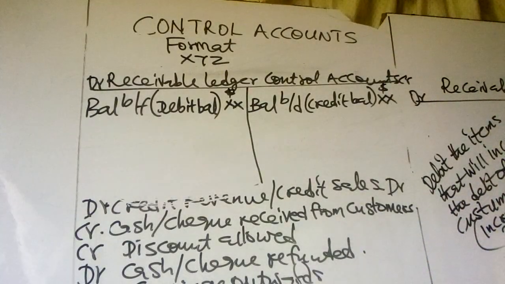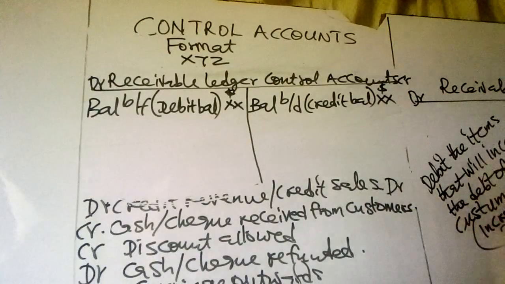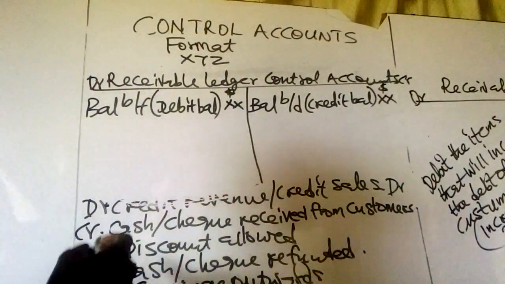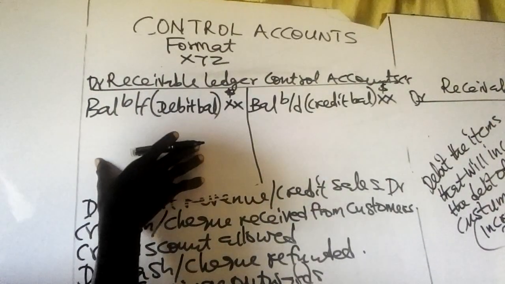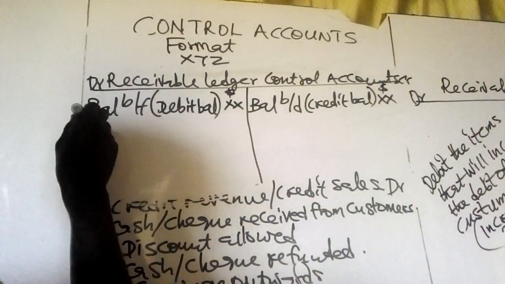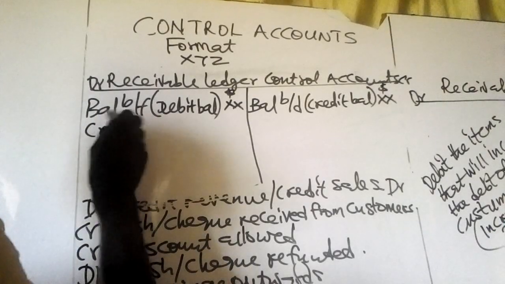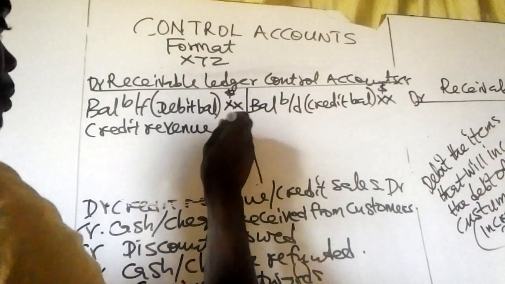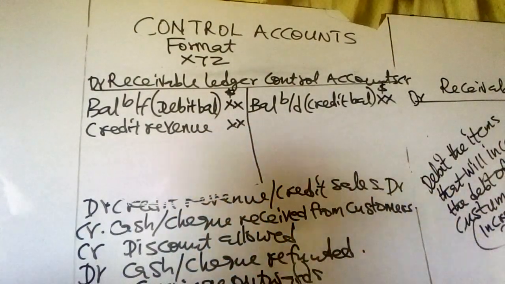Now, let's look at those items listed. Credit revenue or credit sales. We said this will lead to an increase in the amount the customers are owing. I've told you that items that lead to an increase, you put them at the debit side. So we have credit revenue or credit sales at the debit side.